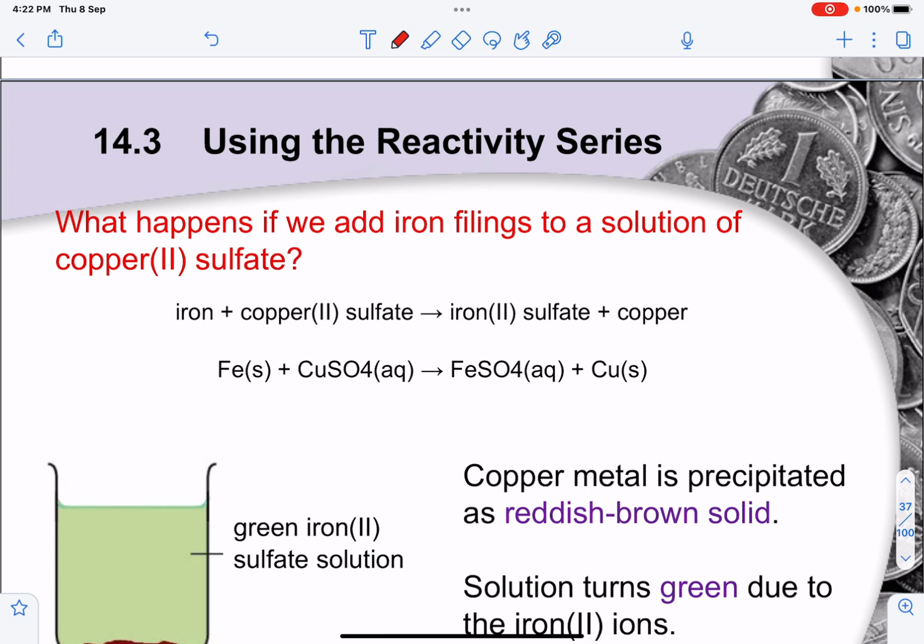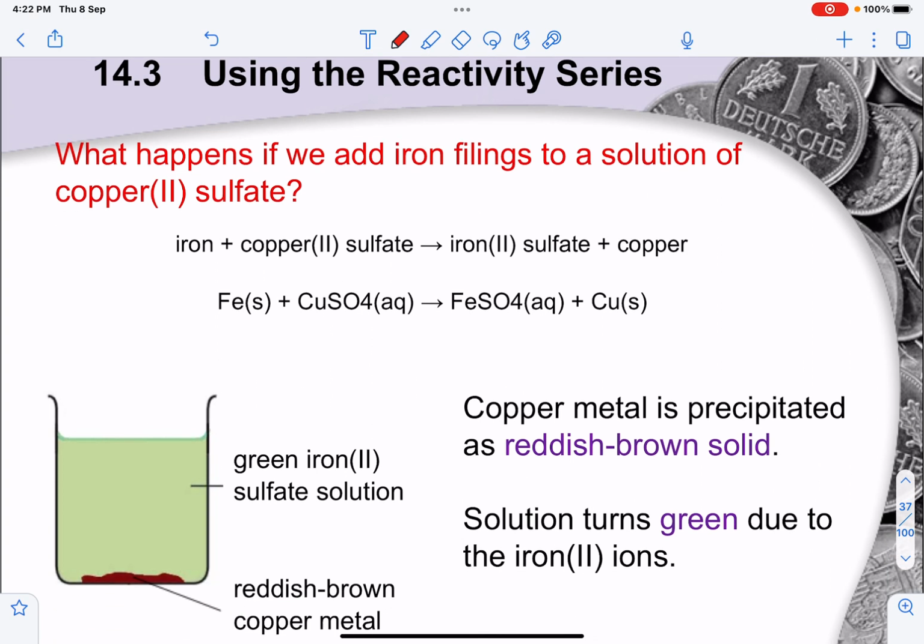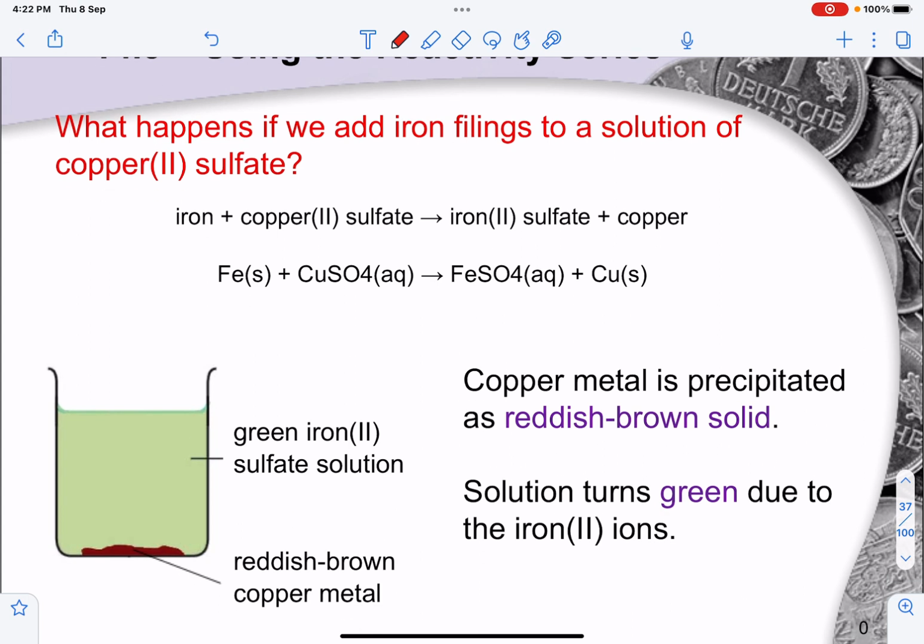But what happens if we add iron filings to the copper 2 sulfate solution? This is what we'll see. Because copper metal is extracted out, it got displaced out, it will actually precipitate as a reddish brown solid, while the solution will turn green due to the iron 2 ions, or more specifically the iron 2 sulfate solution.